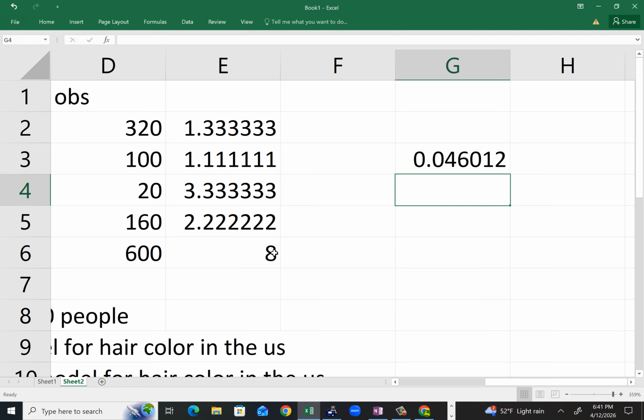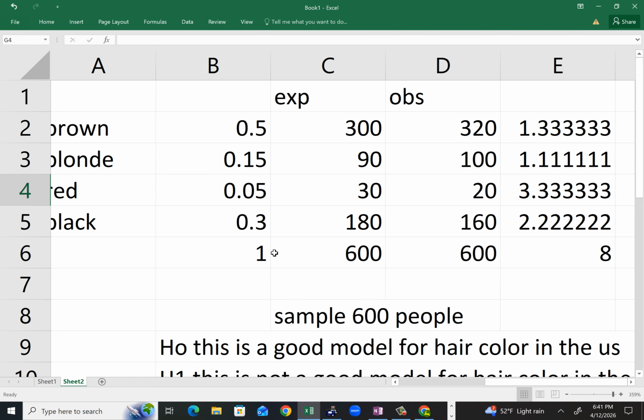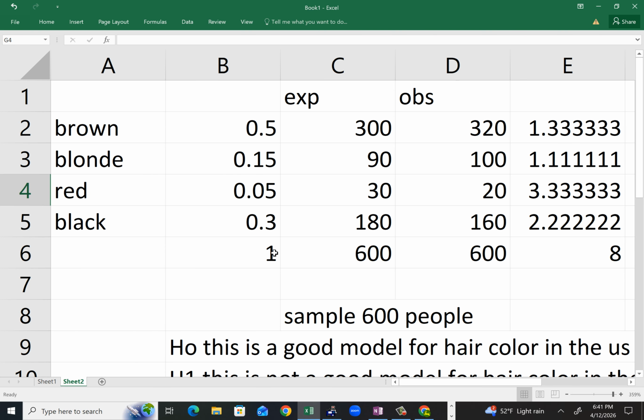0.046. It is just barely significant. That model that we said, this 50, 15, 5, and 30, it's off a skosh. Okay. Now, why is that? Is it possible we didn't sample enough people? Possibly, right? If you take a small enough sample size, weird things happen. So you've got to be aware of that going into this.